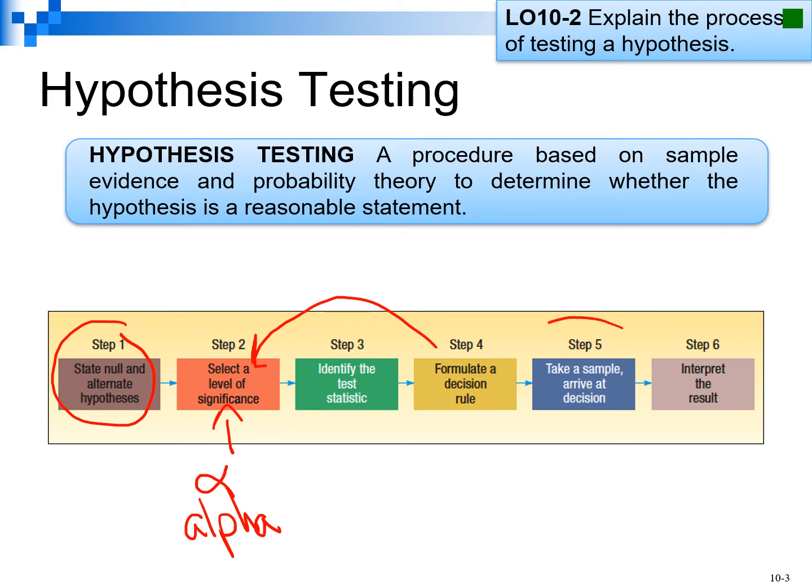And then, of course, we'll take the sample. We'll compare that sample, do some analysis on it, and come up with a decision on whether to either reject or accept the null hypothesis. And that'll be the last step, step 6.